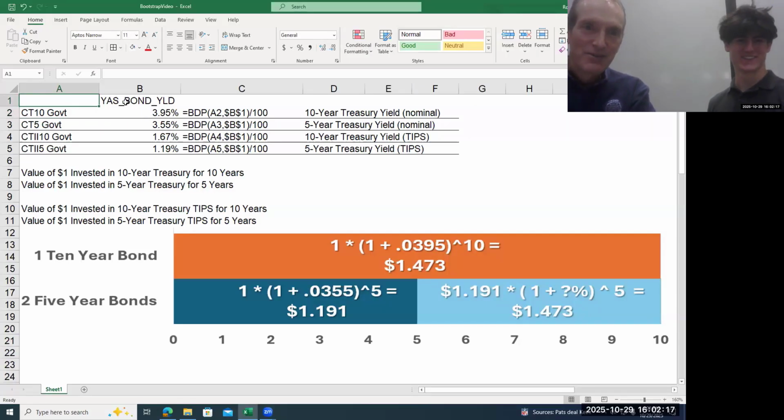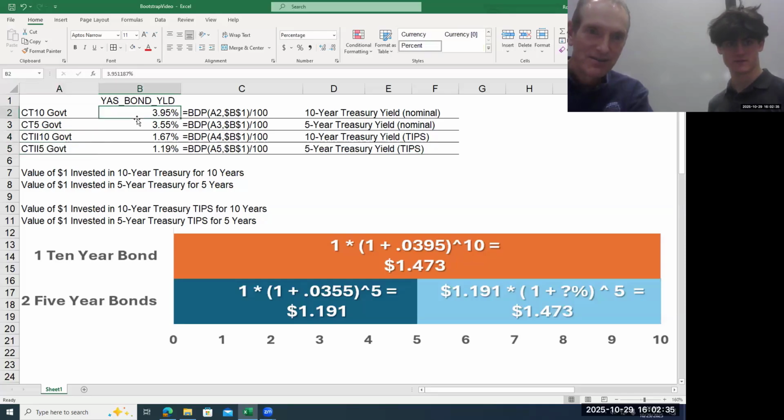So I use Bloomberg. I use this function, which is the yield on the securities. Here's the securities I brought in. This is the 10-year ticker, for U.S. governments: 10-year, 5-year, then 10-year TIP, and then 5-year TIP. Yeah, the inflation linked bonds. This is their current yields, 3.95 for the 10.